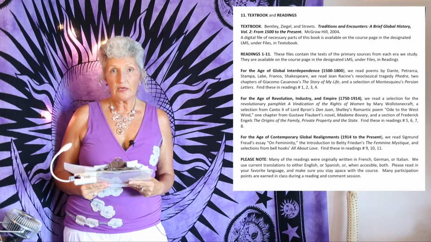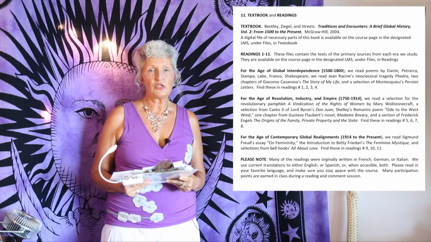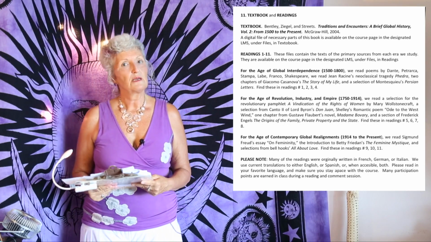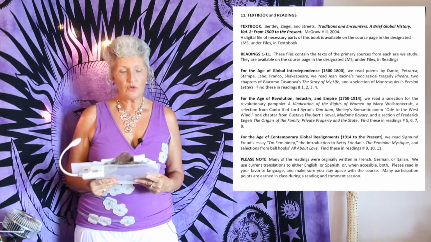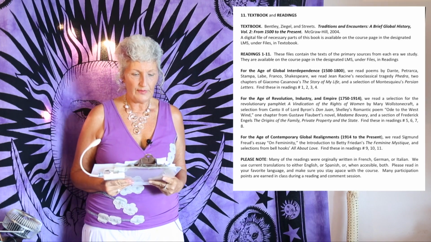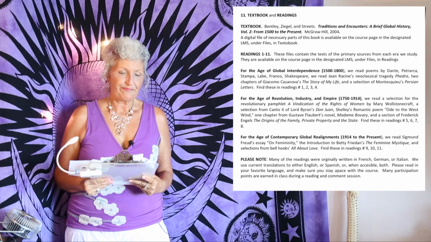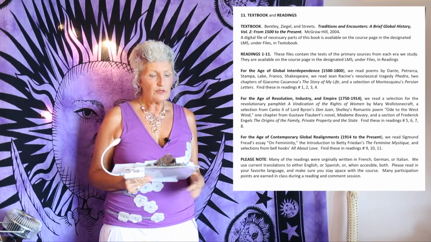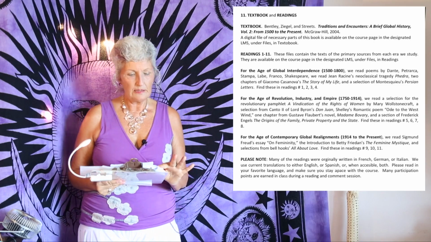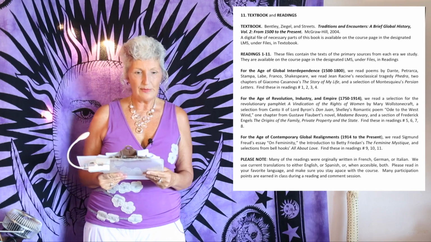And I highly recommend that you get a hold of a copy of Volume 2 of Traditions and Encounters, be it a new copy or a used copy, a newer edition or an older edition. It's a very important textbook. I also recommend that you keep it, actually, for future reference. I want to briefly list the readings that refer to each age that we will be studying.